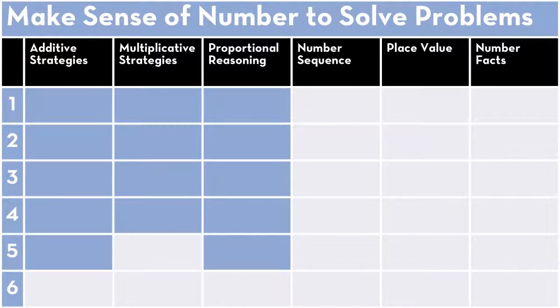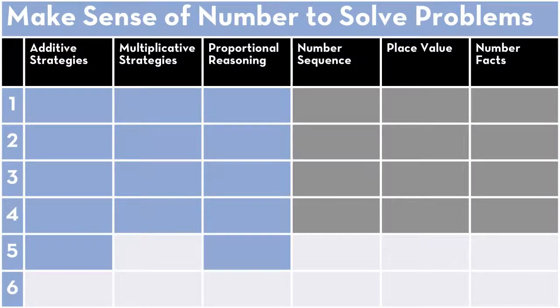Now, just with this particular strand, the make sense of number strand, there's a shortcut. If you know on the strategy side, that's these first 3 columns, that the highest step is a 5, then on the knowledge side of things, which is on the right hand side there, you can map everything by default at the step below the highest step on the other side. So it sounds more complicated than it actually is, but I've mapped additive and proportional reasoning at step 5. That means the knowledge that someone needs to do those things is automatically at step 4. If my highest strategy progression was, say, step 6, then the knowledge required to do that strategy would be step 5 across those other 3.